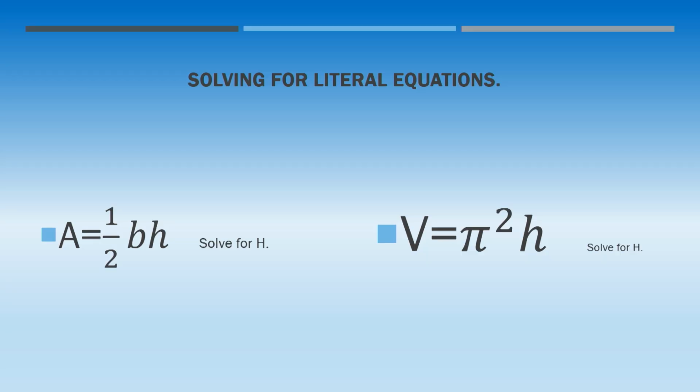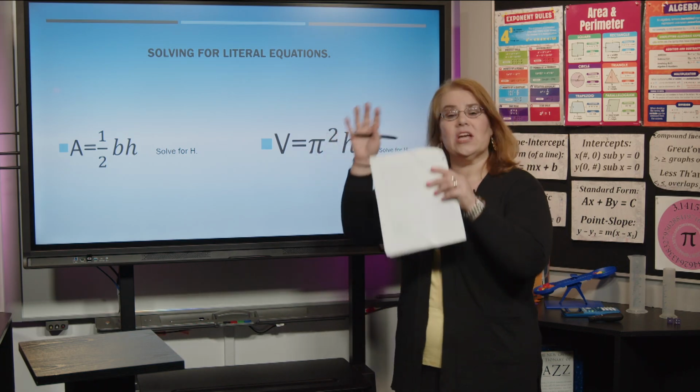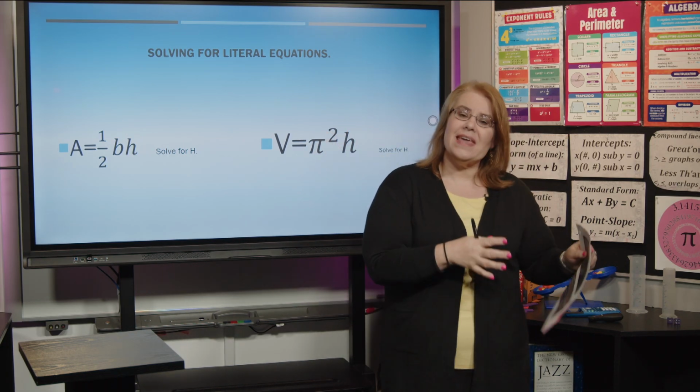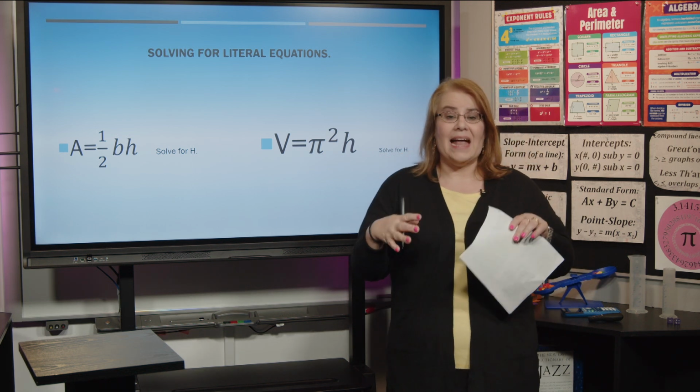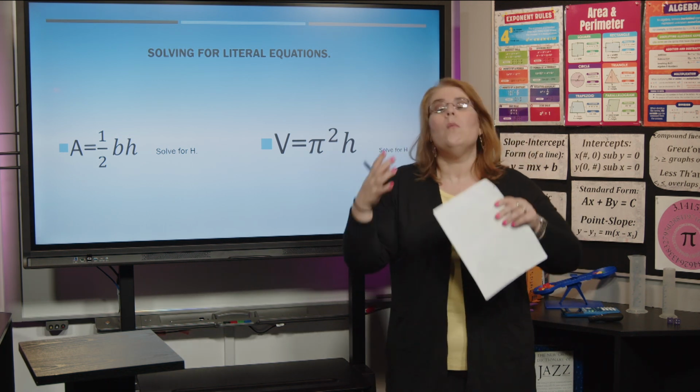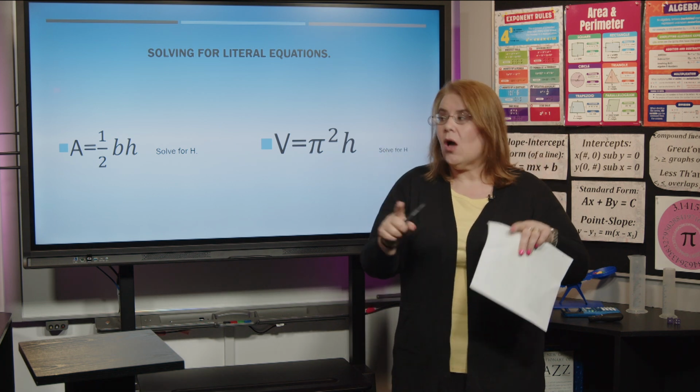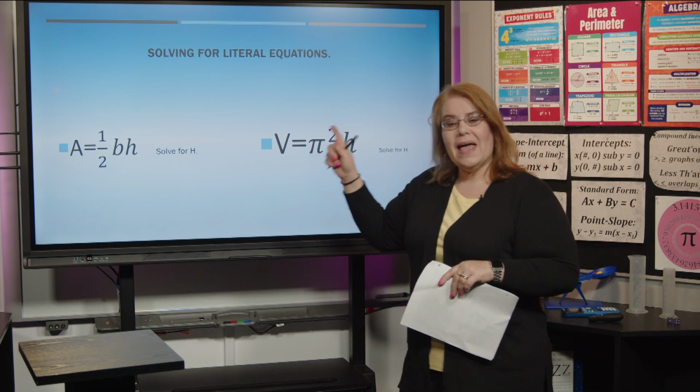So it says solve for literal equations. So I have A equals 1/2 b times h, and I'm solving for h. Now, what I'm doing is getting h by itself and everything else on the other side of the equal sign. Now, I'm not going to be able to give you an exact number for h, but I can tell you literally what h equals. So watch me as I work this.